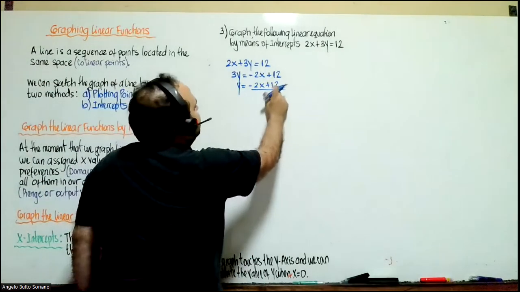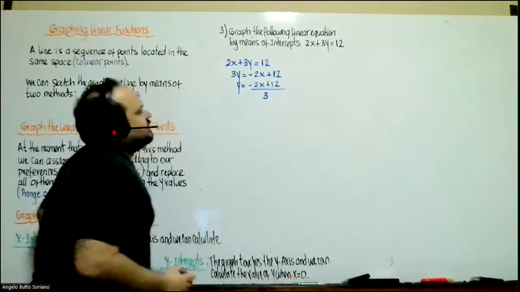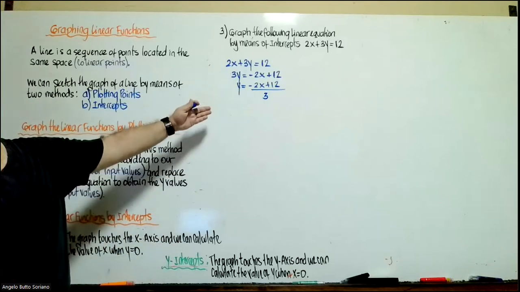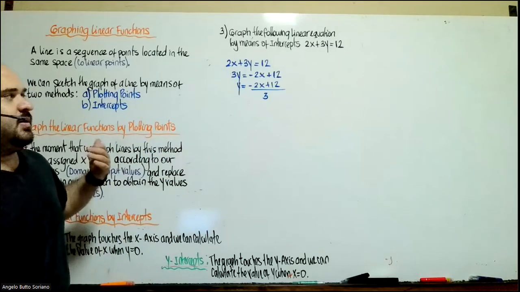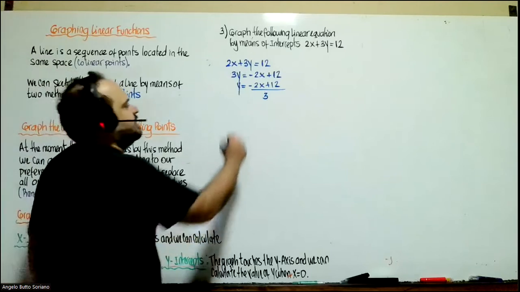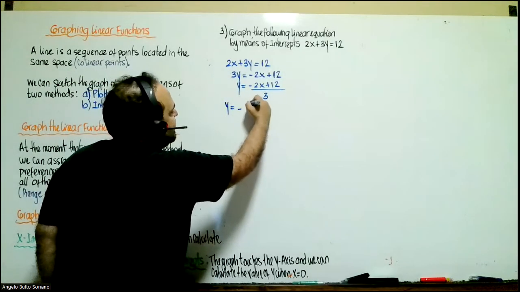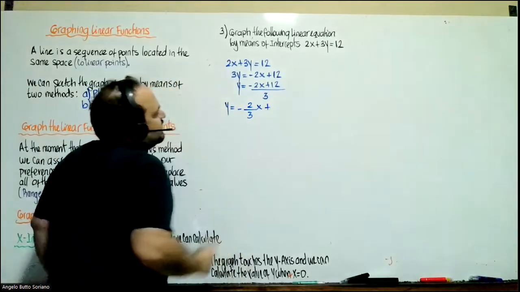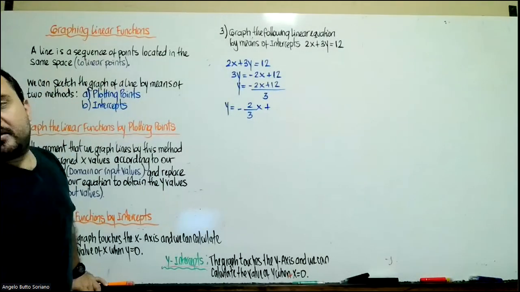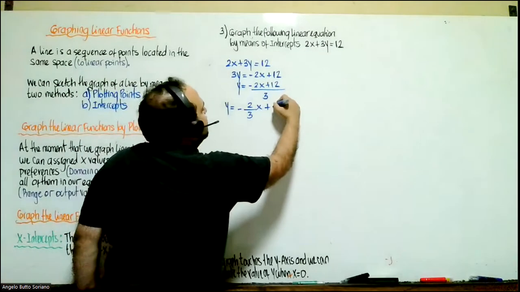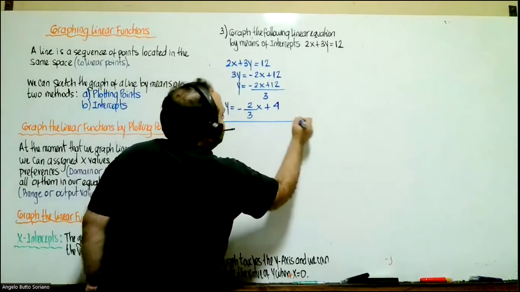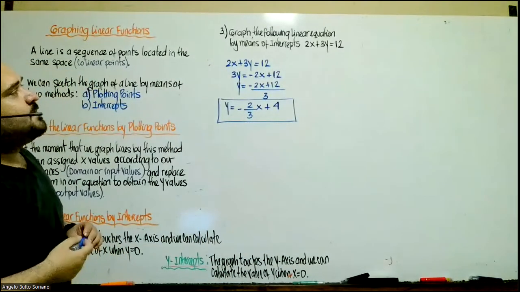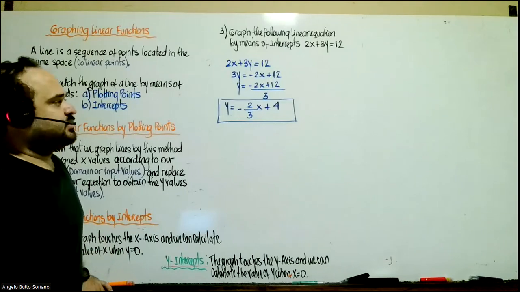So let me fix this. Divided by 3. Now we can divide both terms separately. If you divide negative 2 by 3, we obtain a decimal number, so solve the expression like a fraction. y equals negative 2/3 x plus, and the other one will be 12 divided by 3. The result will be 4. And we got the equation of the line written in slope intercept form.